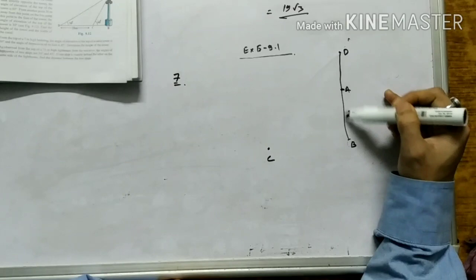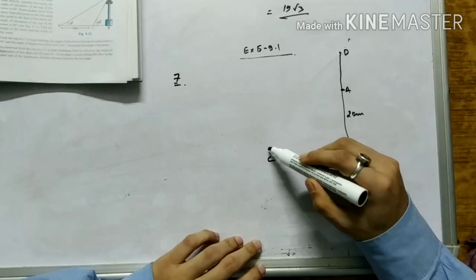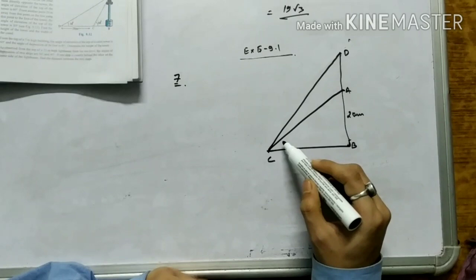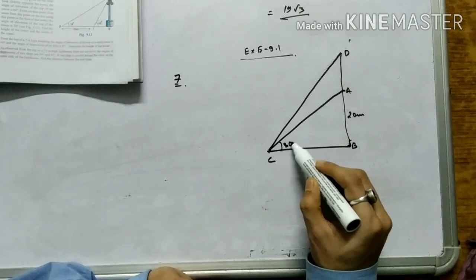So from this point on the ground, the angles of elevation are given for the top and the bottom. The bottom is given as 30 degree, and the top is given as 60 degree. Okay, what do I have to find here?